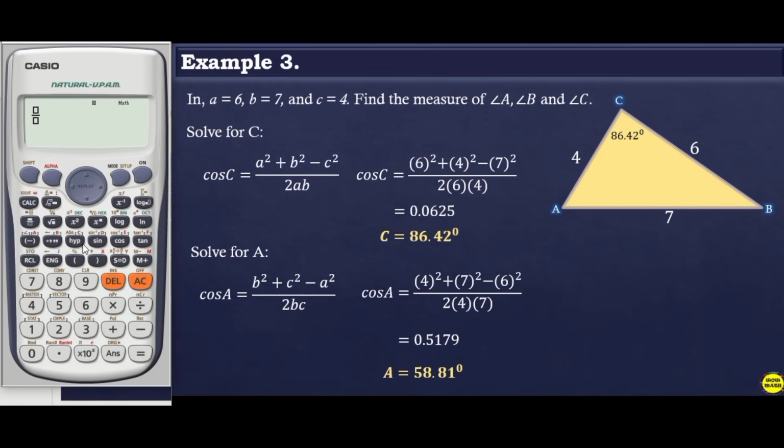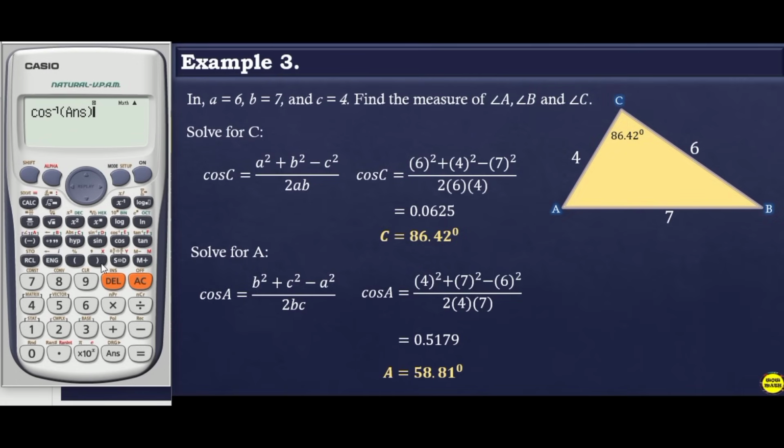Okay, sige. So, we have 4, and then close, squared, and then plus. Ganun po ulit. Sundan lang po natin yung nasa ating screen. Then close, and then squared ulit. And then next, minus 6, close, and then squared. Arrow down. That is 2 times 4 times 7. Press equals. Okay, so ito lang po pipindutin. So, we have 0.5179.